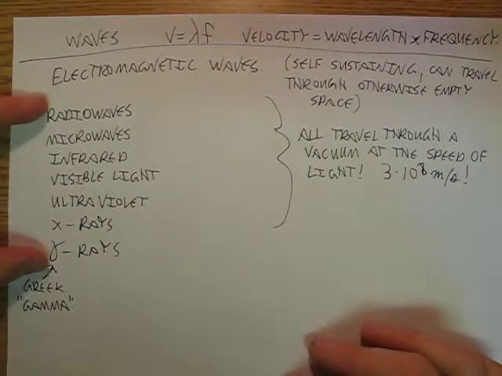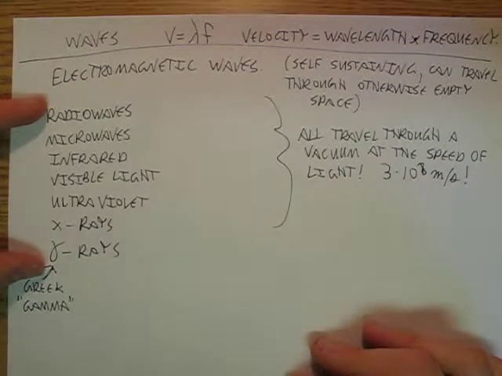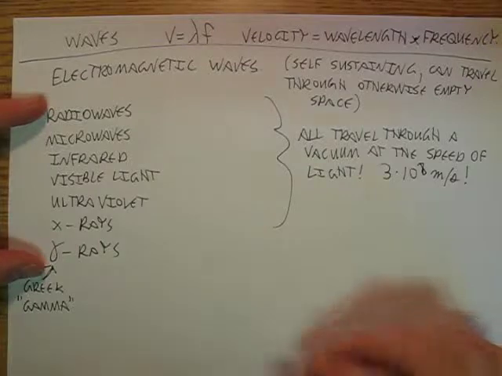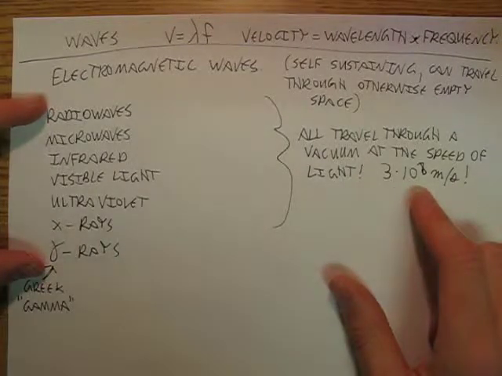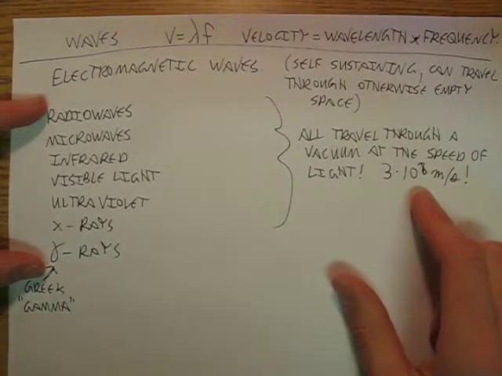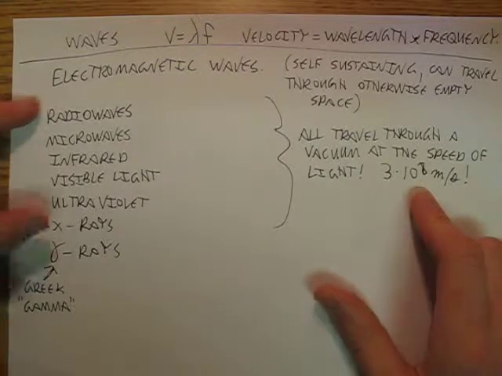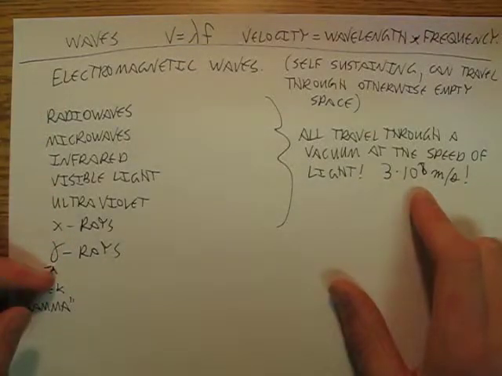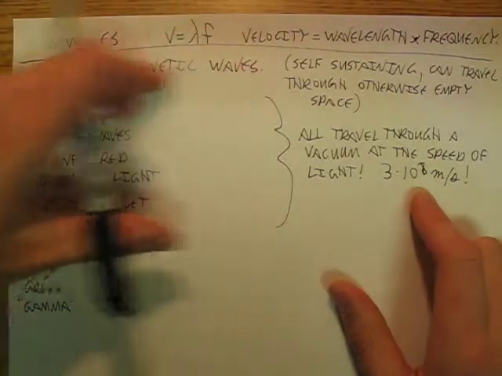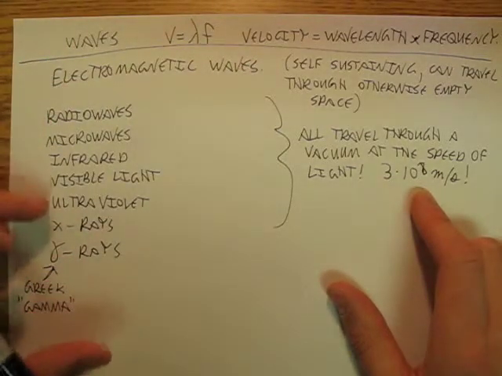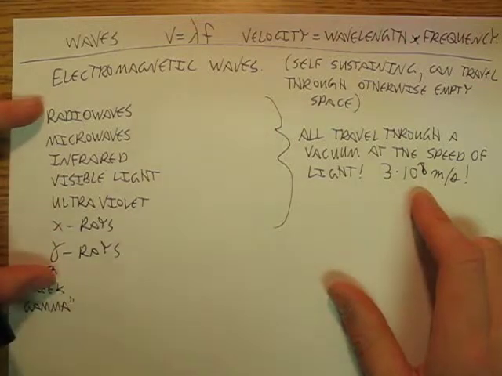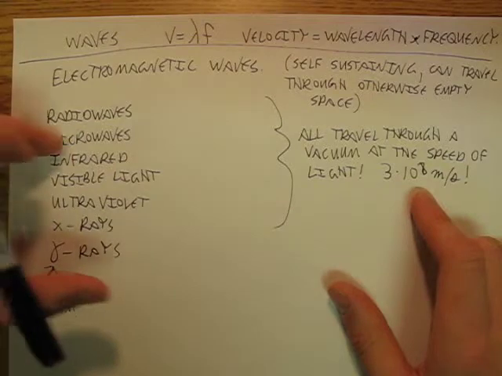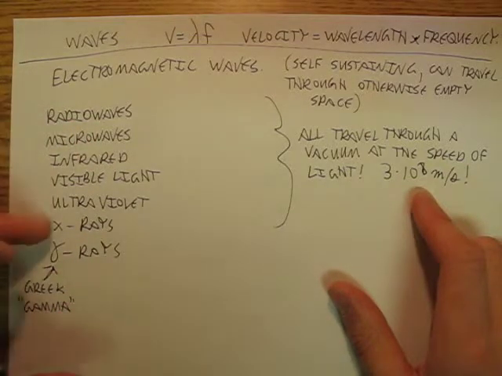Okay, so all of these travel through a vacuum at the speed of light, and that's 3 times 10 to the 8th meters per second, and it makes sense that they all travel through a vacuum at the same speed because they're all the same thing. We call them by different names, but basically we're just breaking up the exact same phenomena into little packets that we kind of deal with.